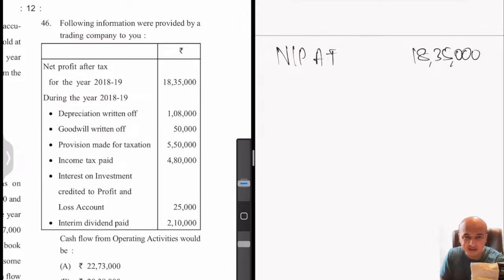If you look at this, here we have depreciation written off. Depreciation, if it is written off, is obviously a non-cash expenditure. Why should we even show it as an expense when, I mean, it is an expense but a non-cash expense. So let me add back.